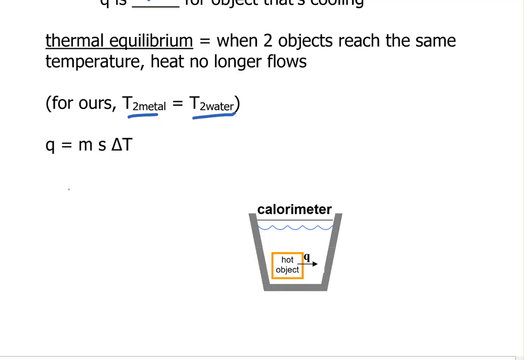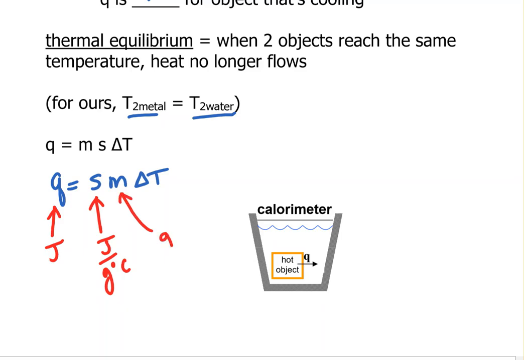Okay, and this equation I have started writing this way just because it looks like Q smat that way. But anyway, let's do some units. So Q is heat, and it's measured in joules. S is the specific heat, and it's in joules per gram degree C. Mass, of course, in grams, and temperature, we use Celsius.